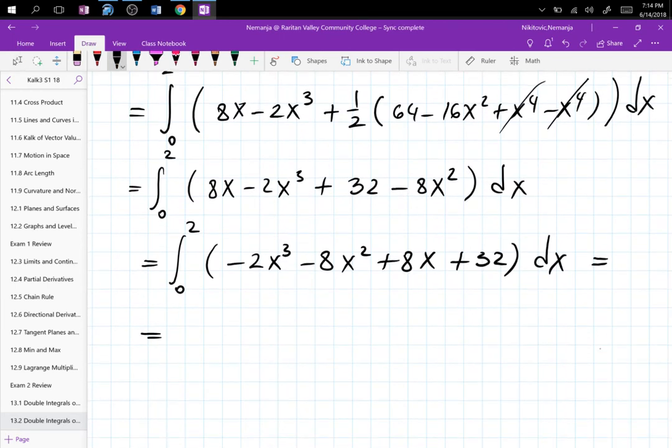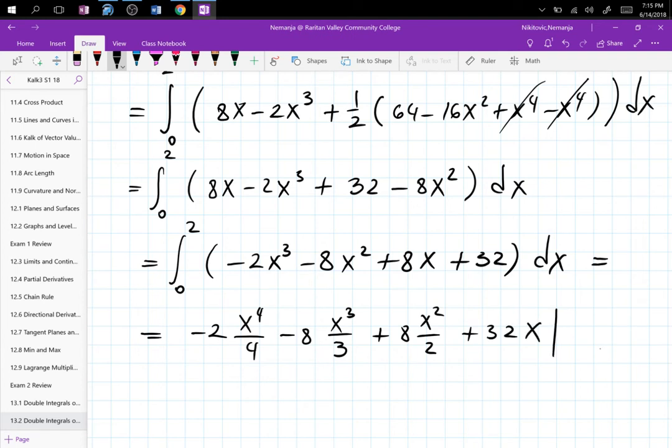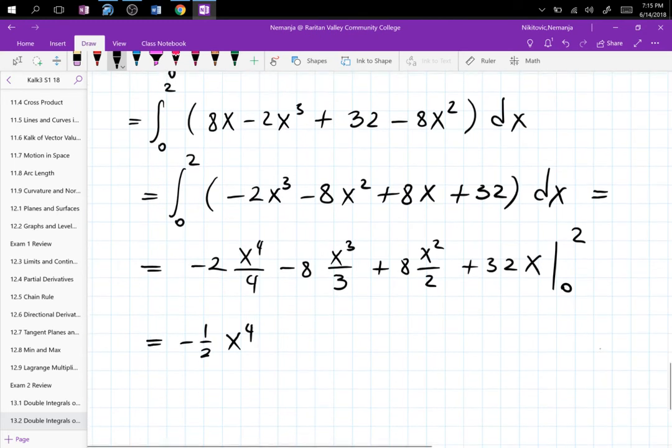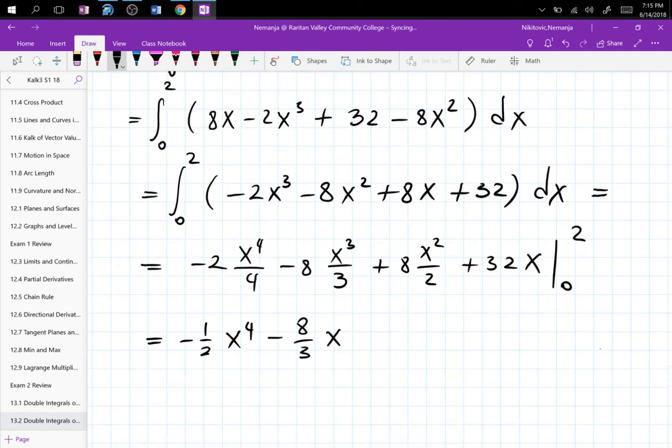Yay! This is going to be negative 2 times x to the 4 over 4 minus 8x cubed over 3 plus 8x squared over 2 plus 32x from 0 to 2. Cancel what you can. That gives us negative 1/2 x to the 4th minus 8/3 x cubed plus 4x squared plus 32x computed from 0 to 2.